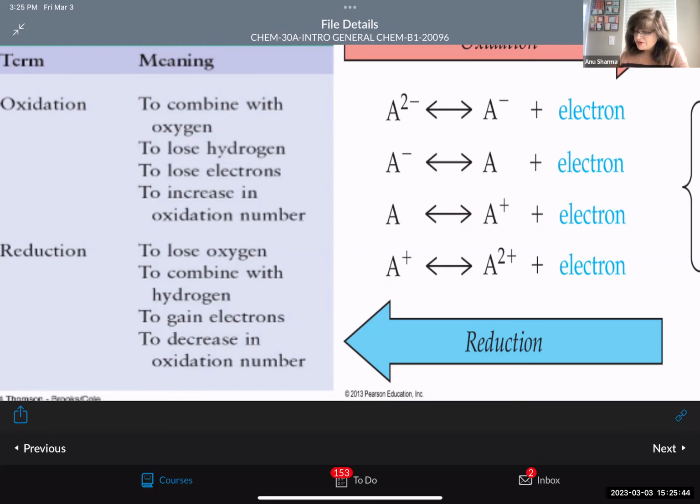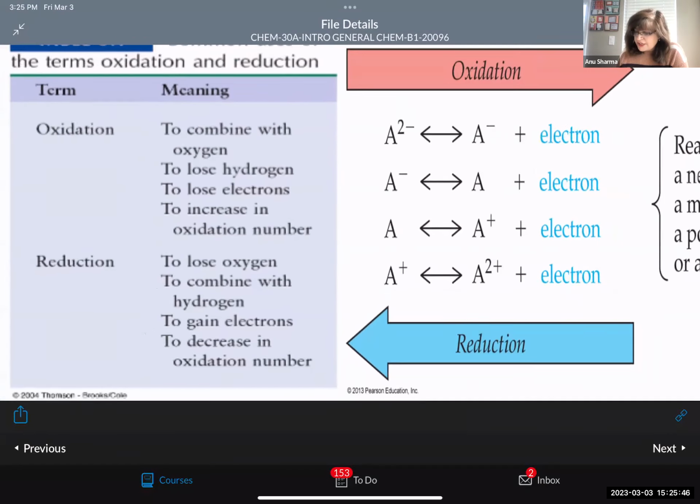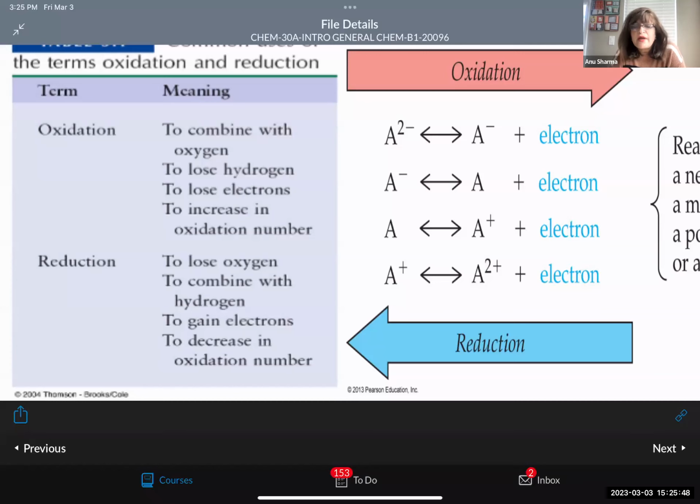Also keep in mind that oxidation and reduction go hand in hand. Substances that get oxidized act as a reducing agent, and substances that get reduced act as an oxidizing agent.